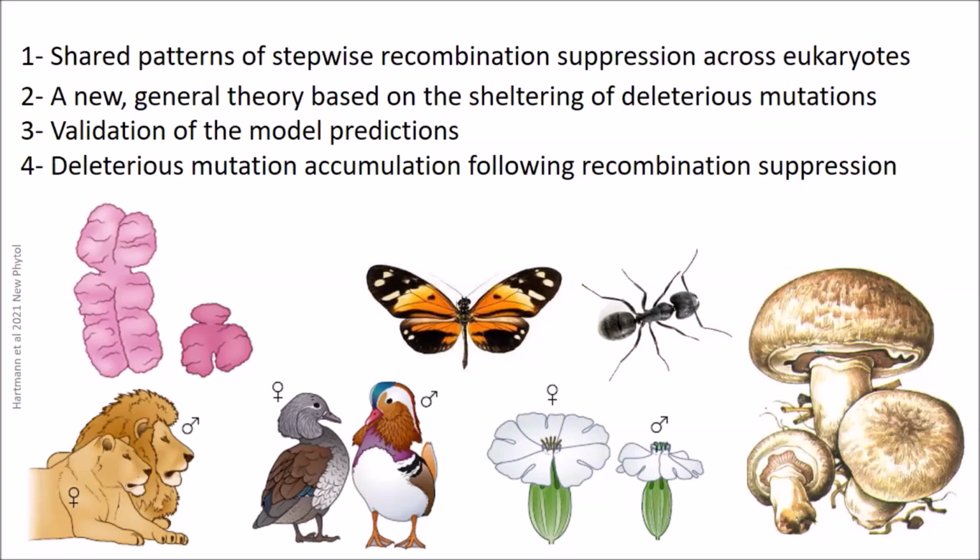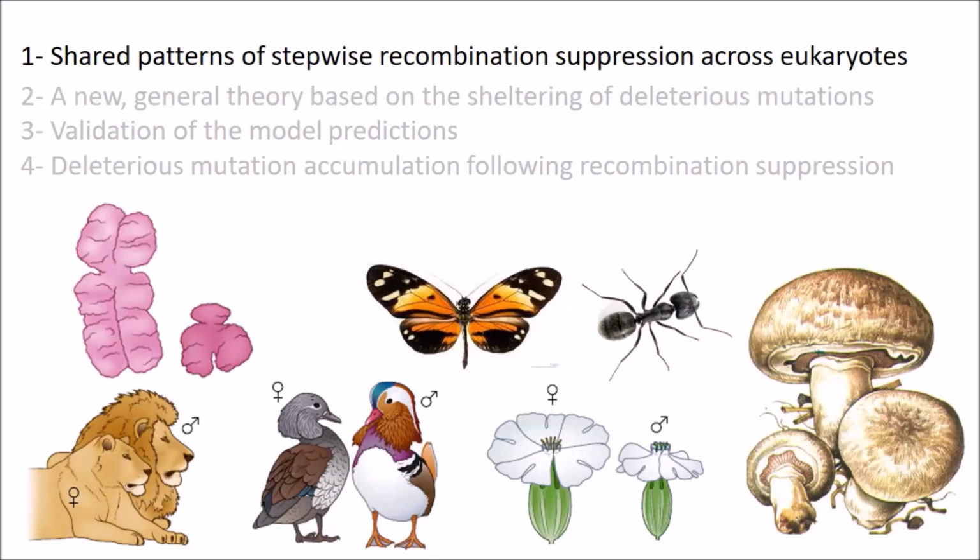And then we also know that after recombination suppression evolves, there can be accumulation of deleterious mutations because selection is less efficient. And so we have also studied the pattern of deleterious mutation accumulation after recombination suppression. So we studied deleterious mutations both as a possible cause for recombination suppression and also as a consequence of recombination suppression afterwards.